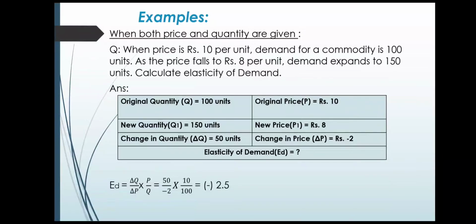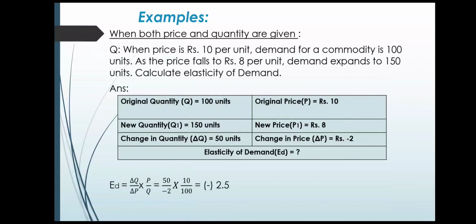So your original quantity for this sum is 100 units. New quantity is 150 units and the change in quantity is 50 units. The original price is rupees 10, new price P1 is rupees 8 and change in price delta P, which equals to P1 minus P. Always remember P1 minus P. As a result the answer is minus 2.